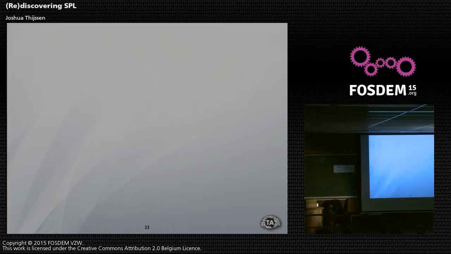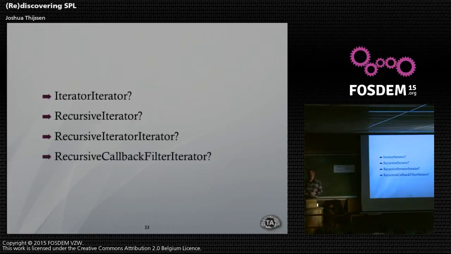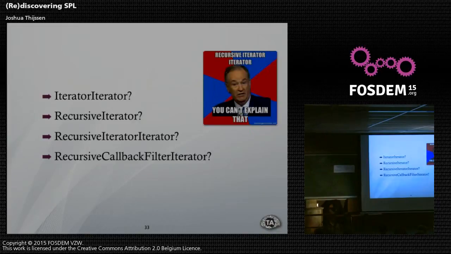But there are really crazy iterators there, like an iterator iterator. Sounds recursive enough, right? So why aren't they calling it recursive iterator? Because there's already a recursive iterator. So there must be a recursive iterator iterator. And yes, there is one. And there's something called recursive callback filter iterator, which is awesome if you play Scrabble a lot. I'm always winning. So, explain this to somebody who never used SPL, right? I'm going to try, sort of. So this is what sometimes makes things hard in SPL as well.